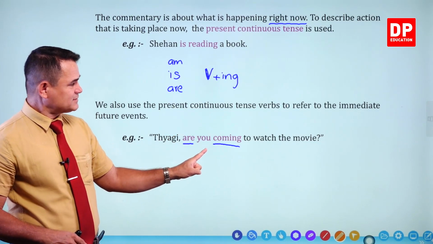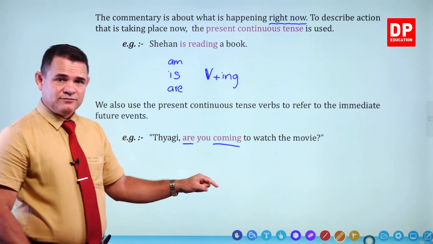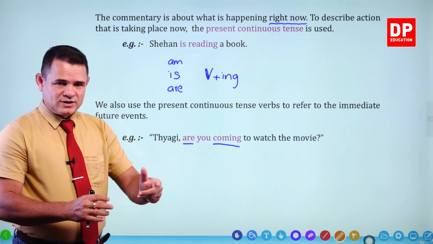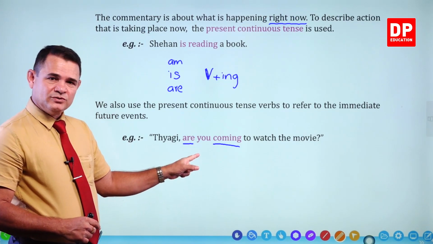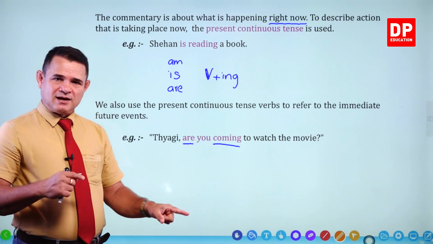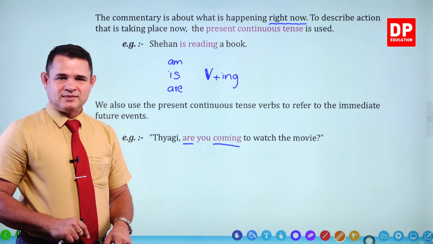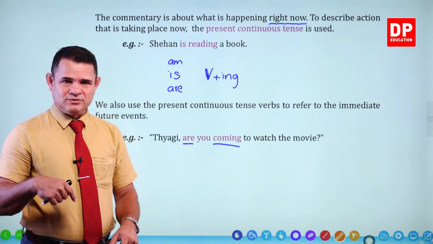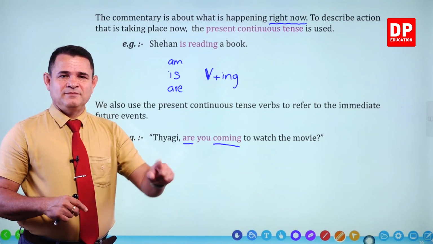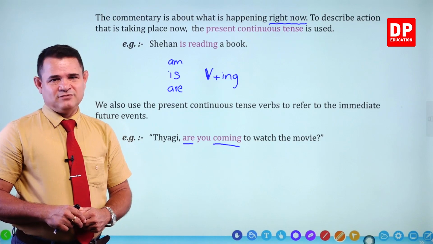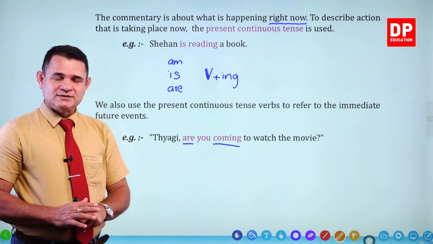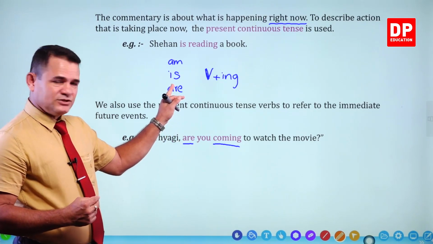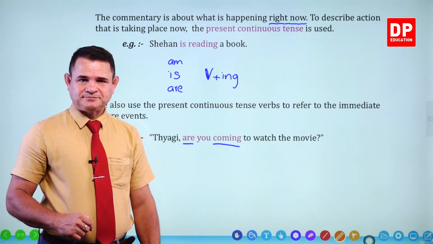Next one, things happening in the immediate future. Very soon. You use present continuous. I am coming to your house this evening. I am coming is present continuous. It's not happening now but that will happen in the immediate future. You use present continuous to tell that also. Then you know two ways.